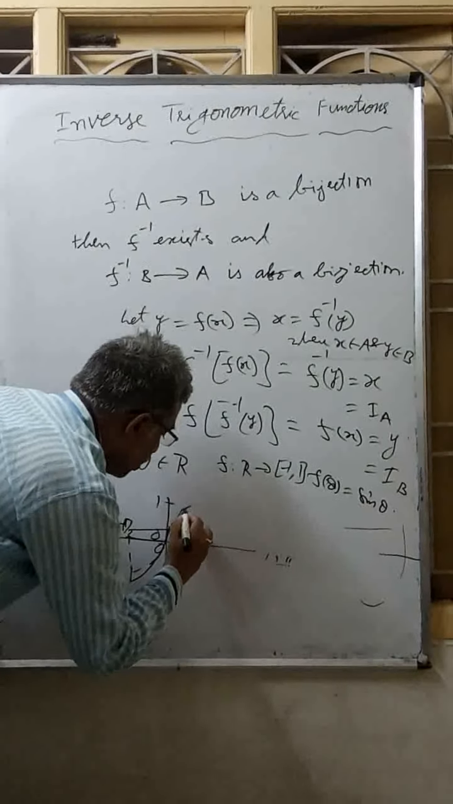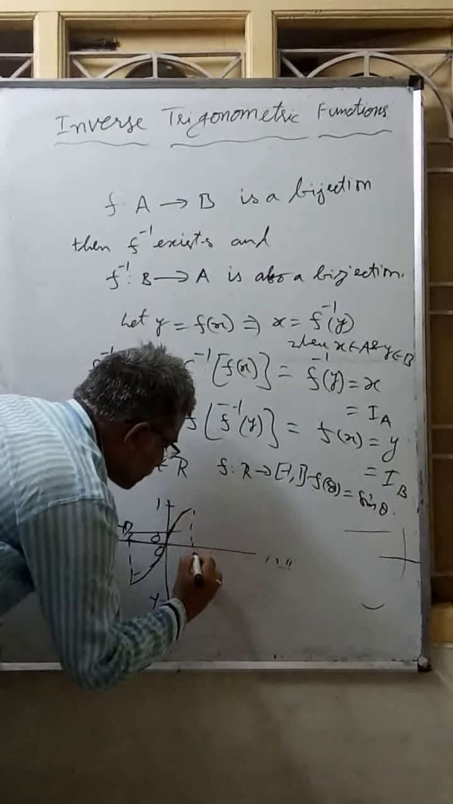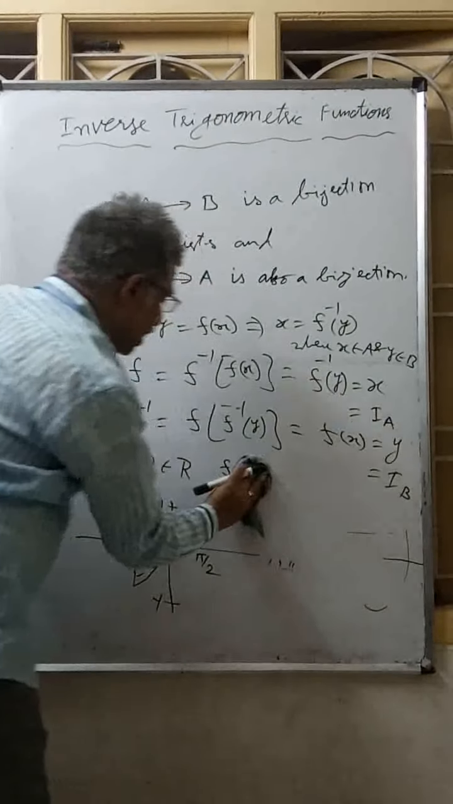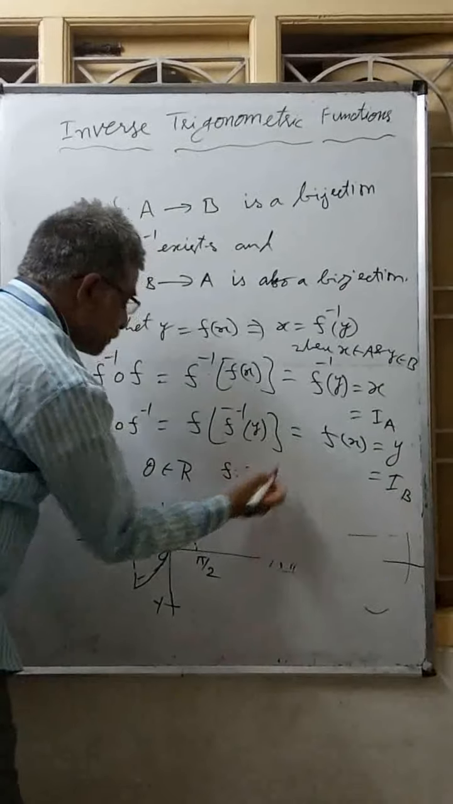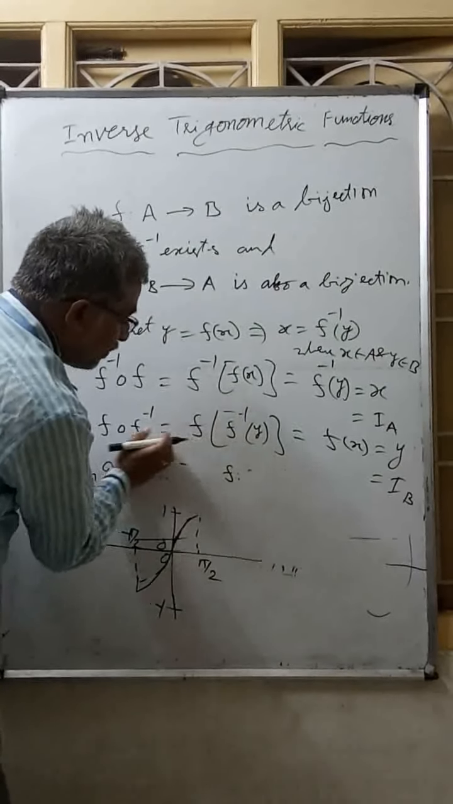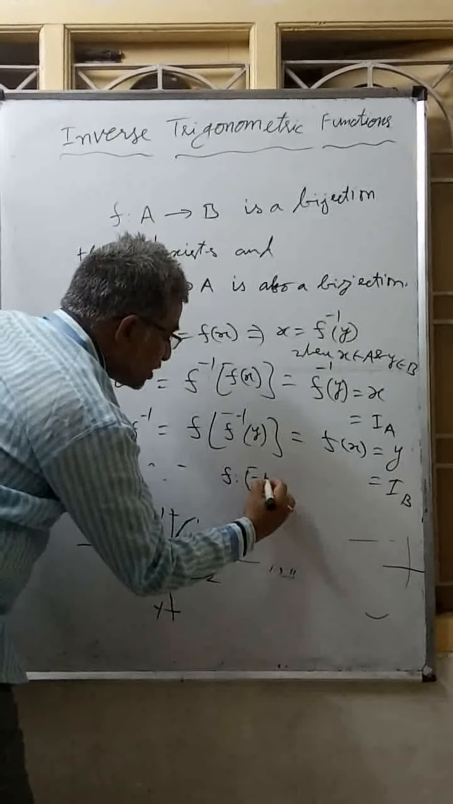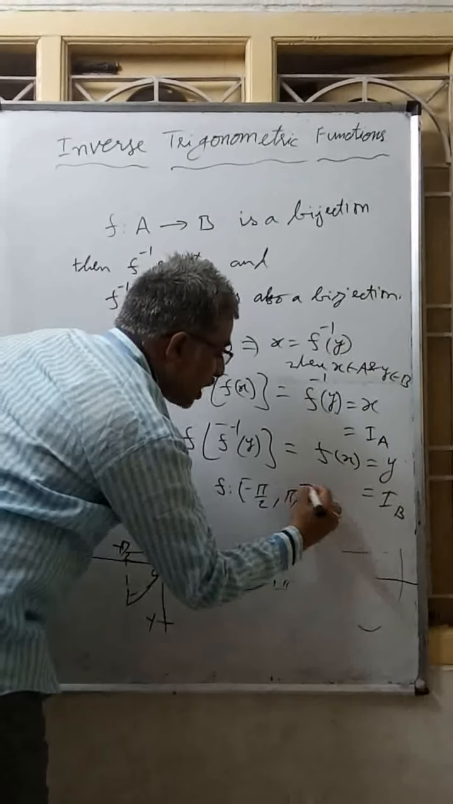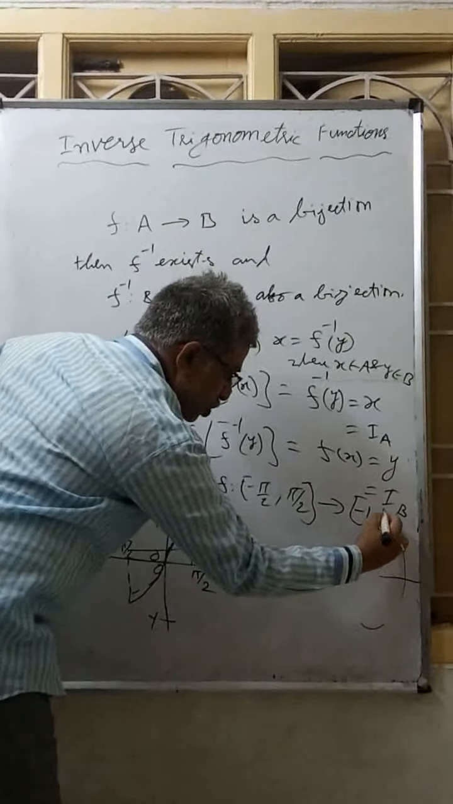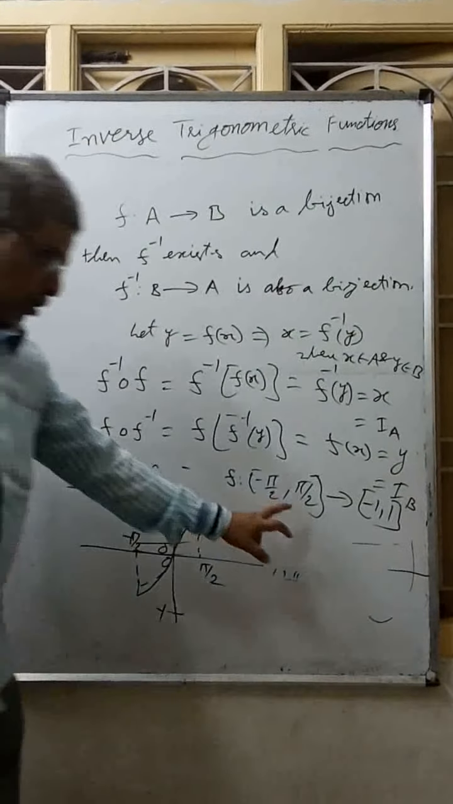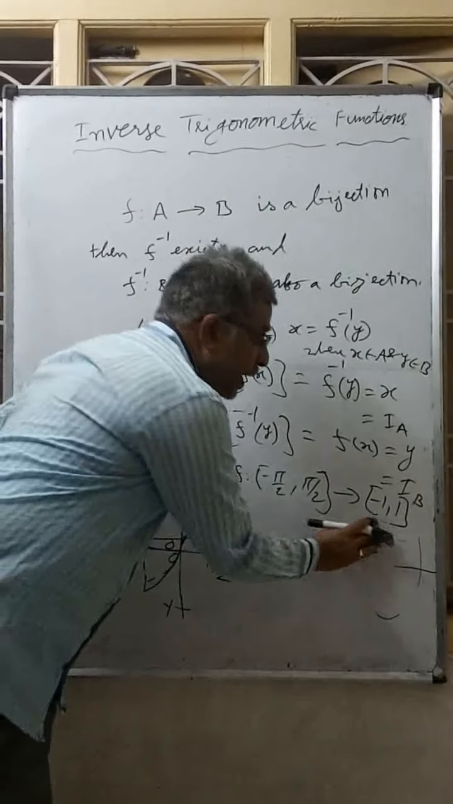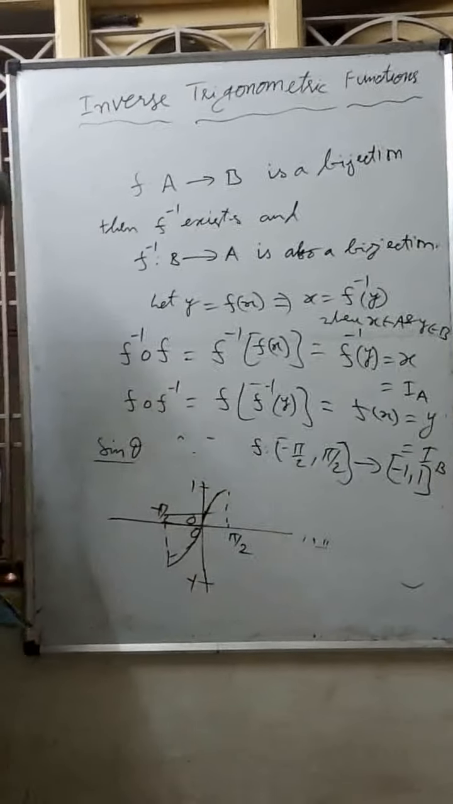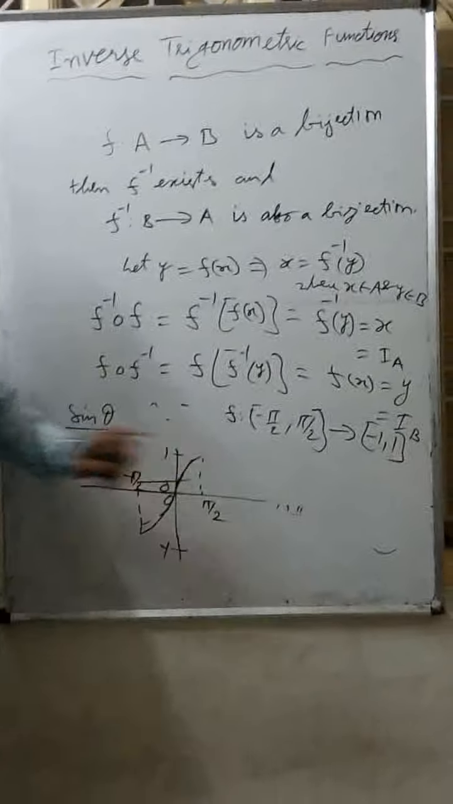-π/2 to +π/2. This is +π/2. Now I am changing the domain of the given function. Instead of R, I will take -π/2 to +π/2, and the codomain -1 to +1. So I changed the domain as well as the codomain. Now check this. This is the graph of the sine function between -π/2 and +π/2.